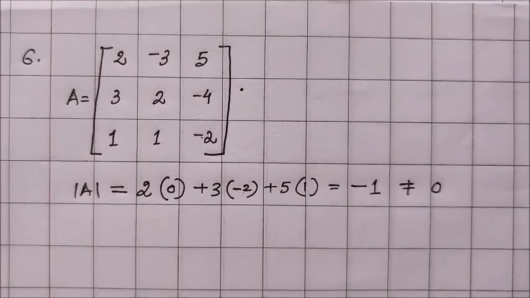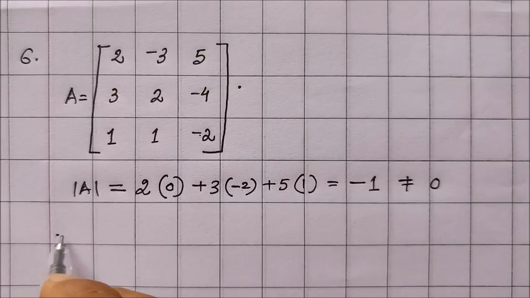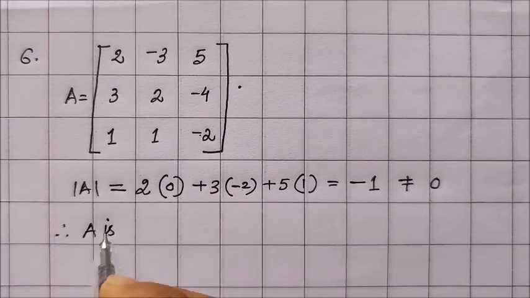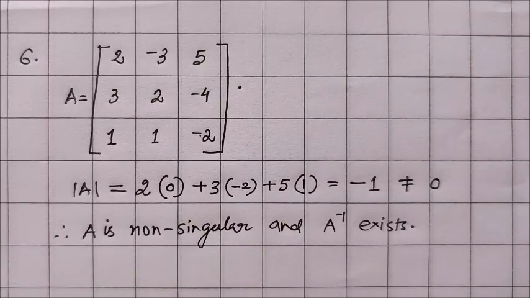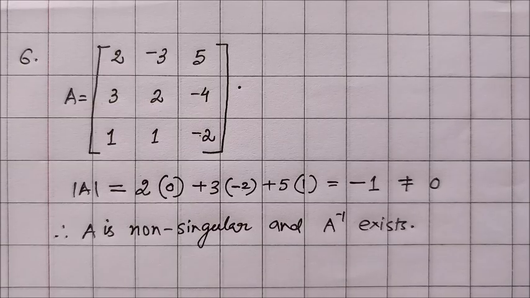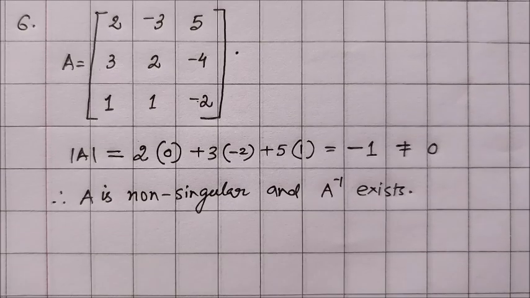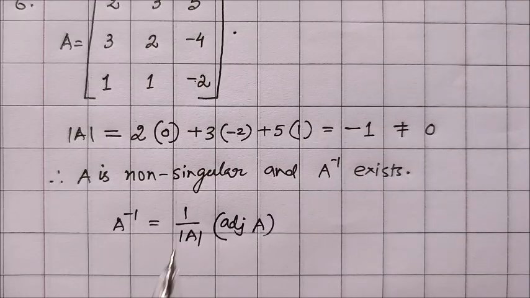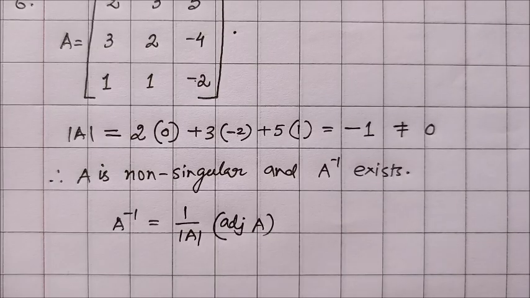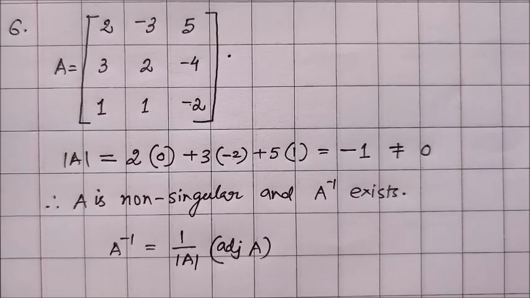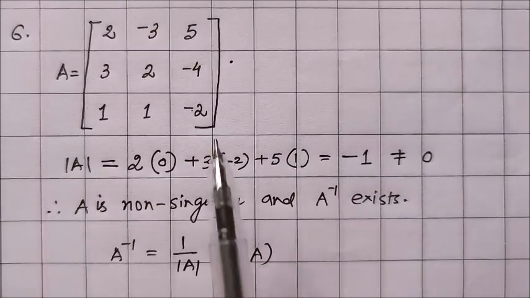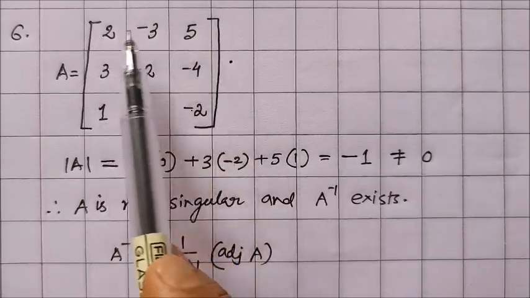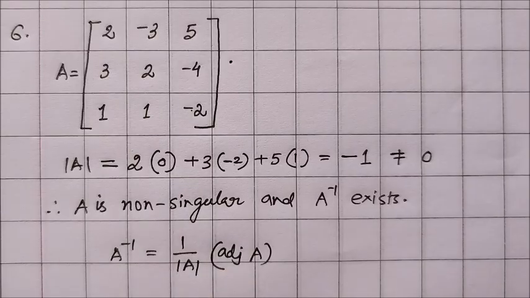Since the determinant is non-zero, we write: therefore A is non-singular and A inverse exists. And if A inverse exists, we should write the formula of A inverse. The formula is 1 by determinant of A into adjoint of A. Now our objective is to find the adjoint of the matrix A, and for that we have to find the cofactors of all the elements of this matrix A.